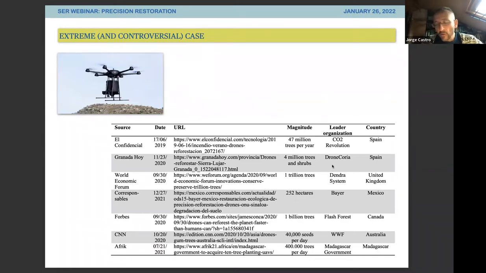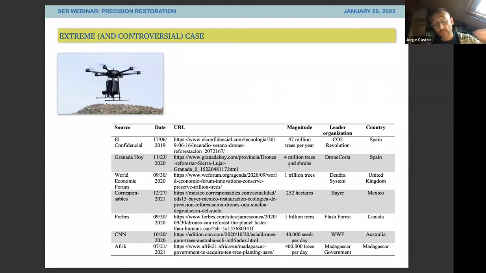We are now witnessing a very rapid increase in the news, in the companies, in the initiatives, for example, to restore the forest by drone seeding. Drone seeding might be a very good technology, a wonderful solution. Of course, it could be, all right? But look, these are news from newspapers of different parts of the world: Spain, UK, Mexico, Canada, Australia, Madagascar.